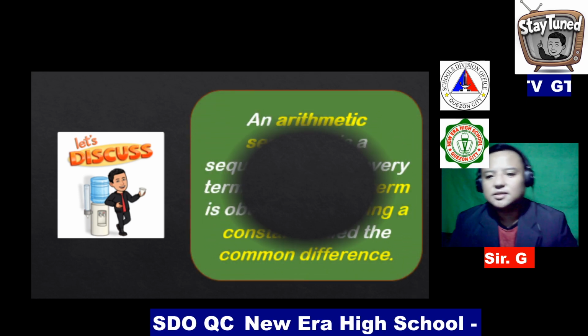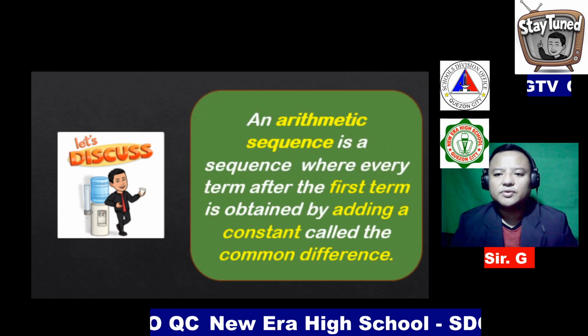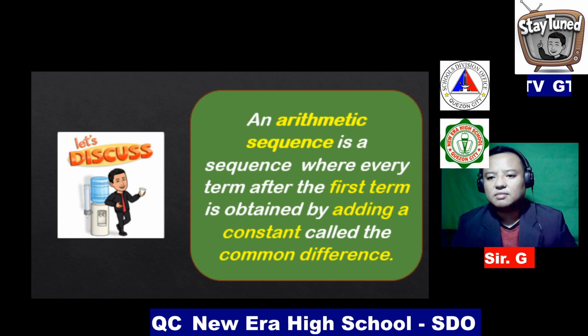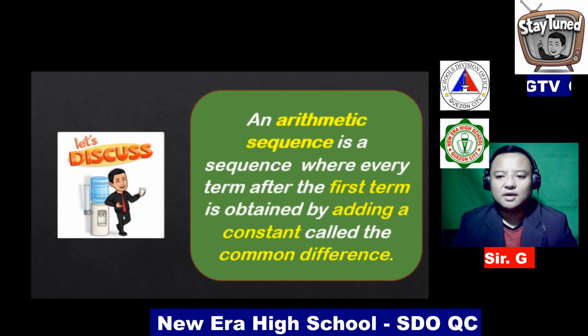So, let's discuss. An arithmetic sequence is a sequence where every term after the first term is obtained by adding a constant called the common difference. Alright?